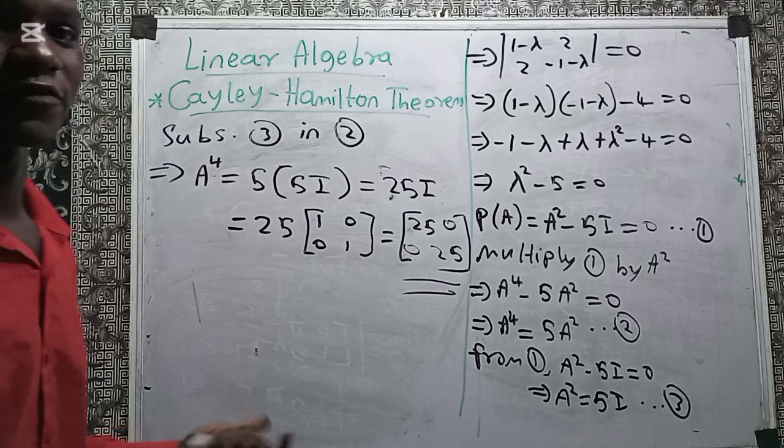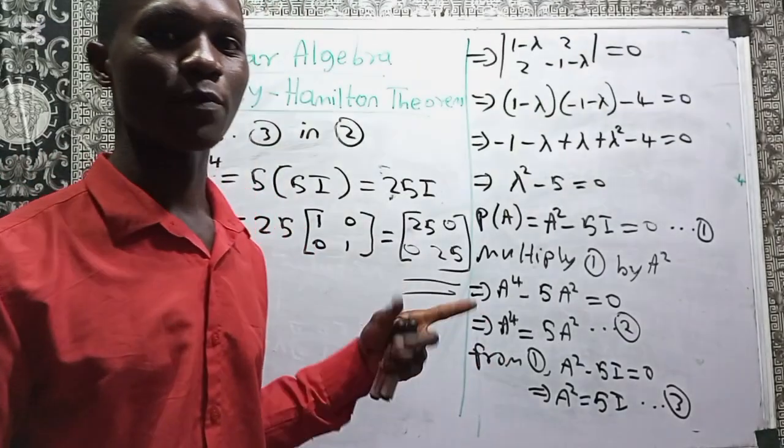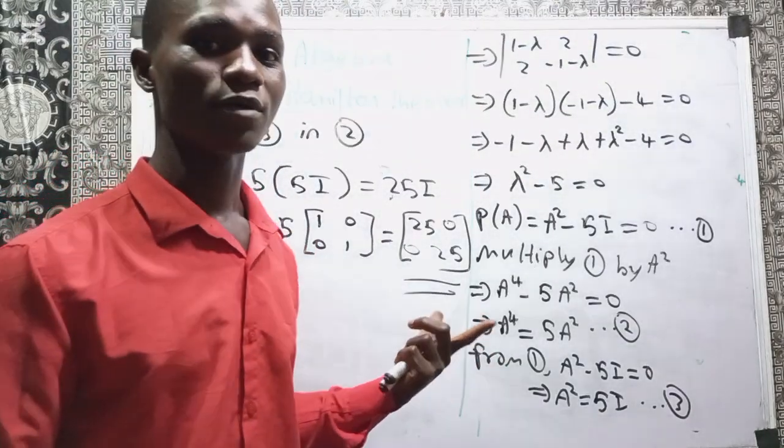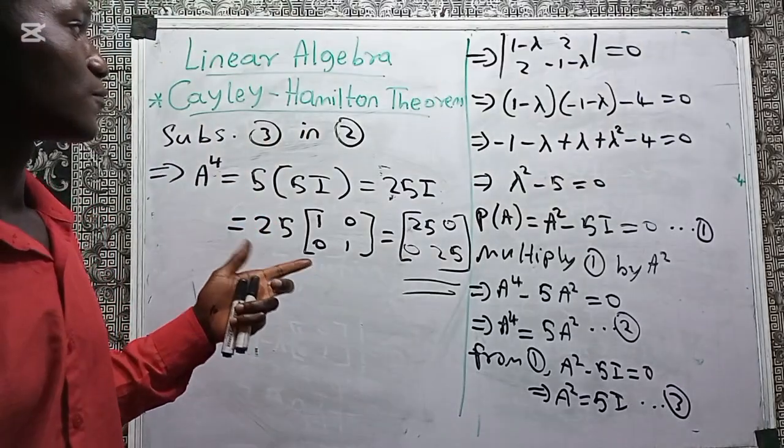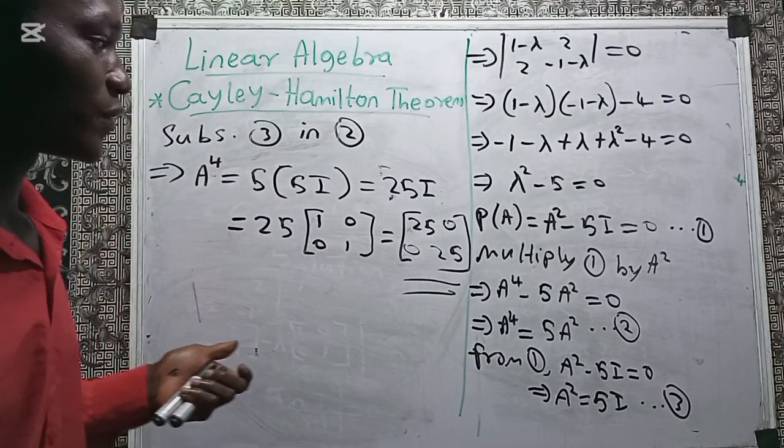This is one of the applications of the Cayley-Hamilton theorem. In our previous video, we saw another application, which is finding the inverse of a square matrix. And this one is, we can use this to find a certain power of a square matrix.